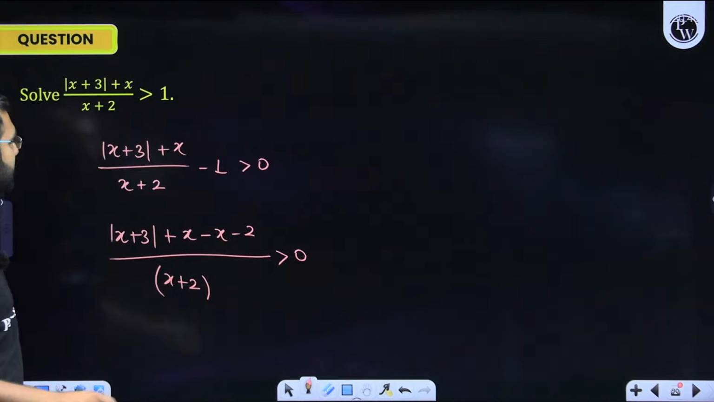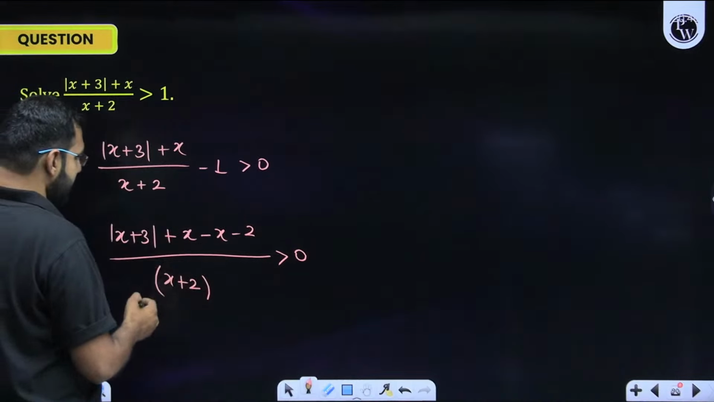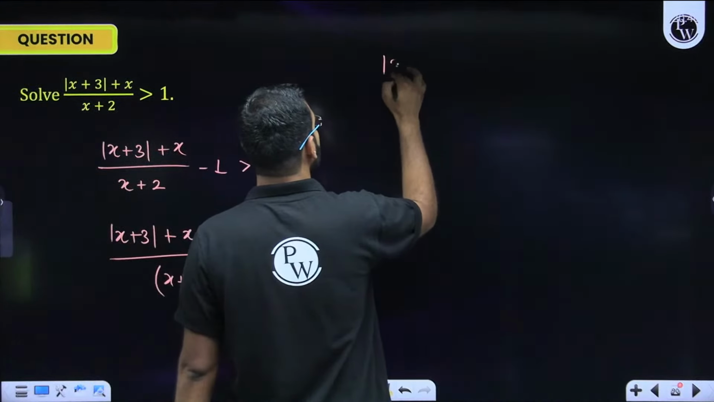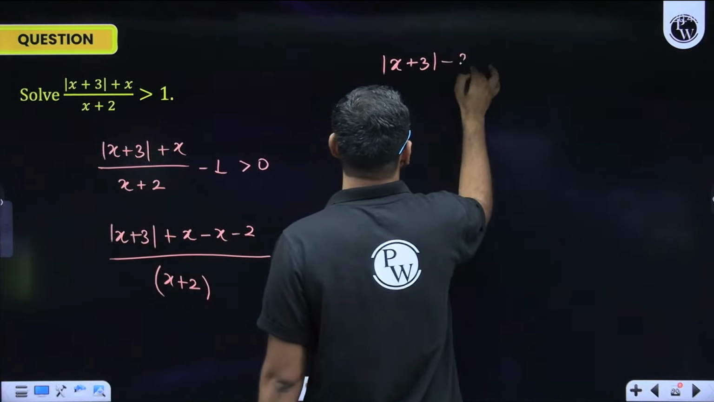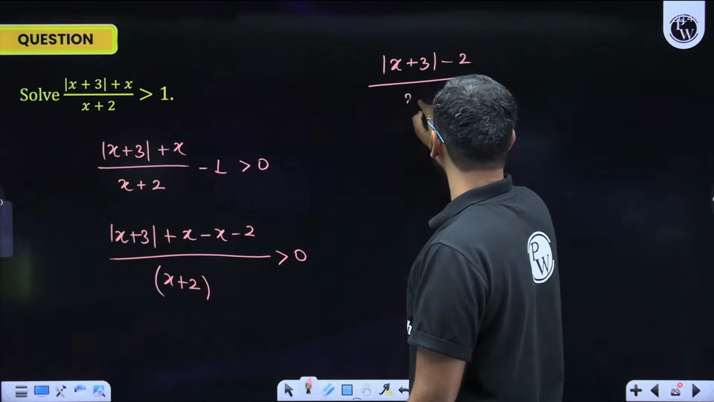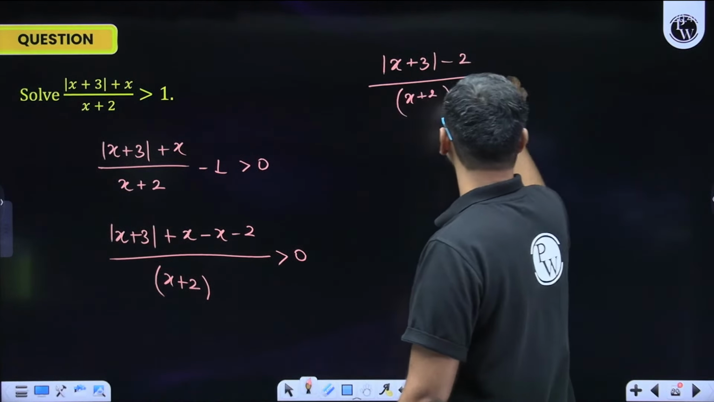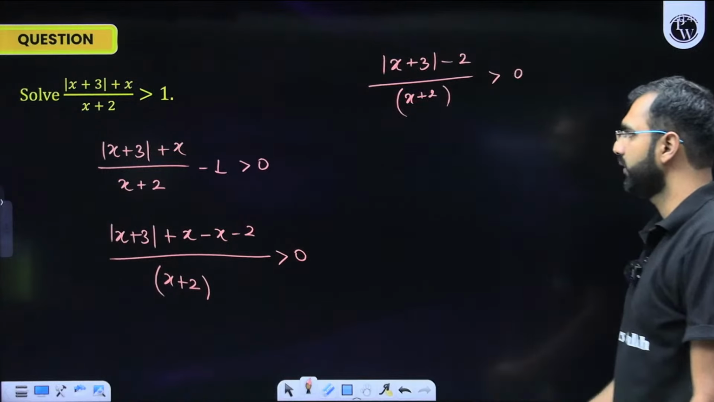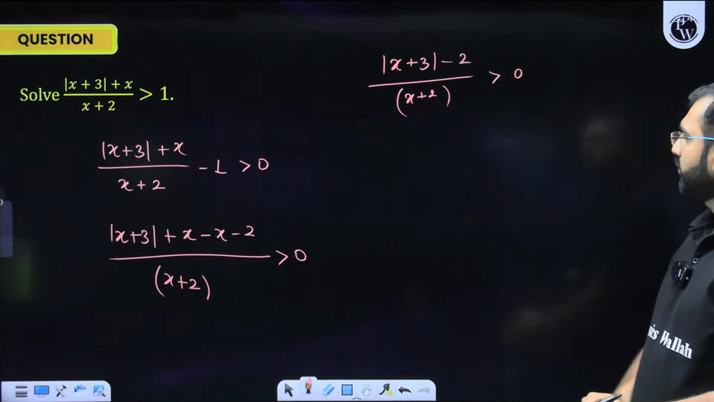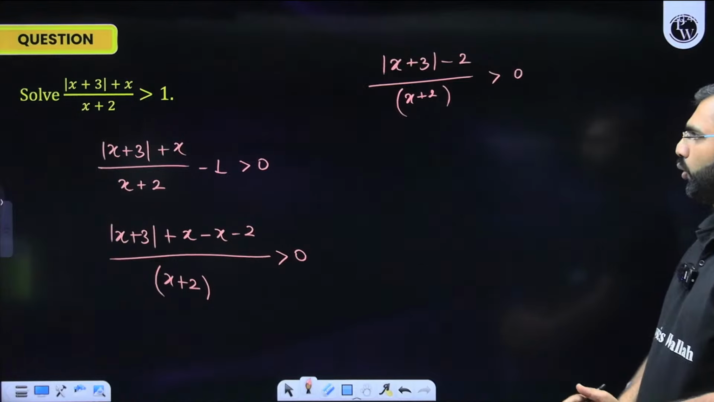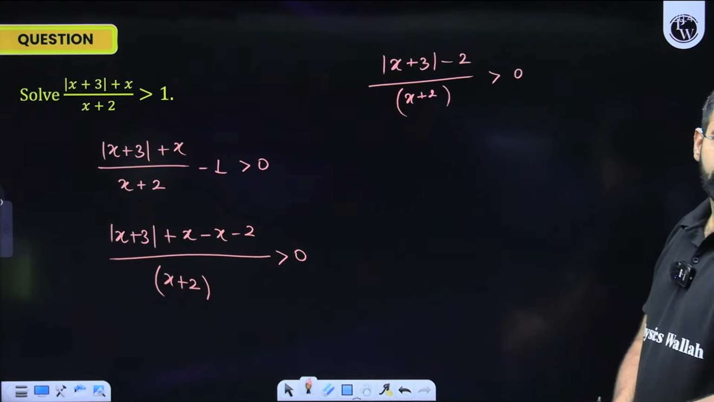From here, I hope you can see this very clearly that this x and this x are cancelled. So what are we now left with? We are left with mod of x plus 3 minus 2 divided by x plus 2 to be positive. Give me a quick update on this. Everybody with me on this? Mod of x plus 3 minus 2 divided by x plus 2 to be positive. Yes, go ahead with that.